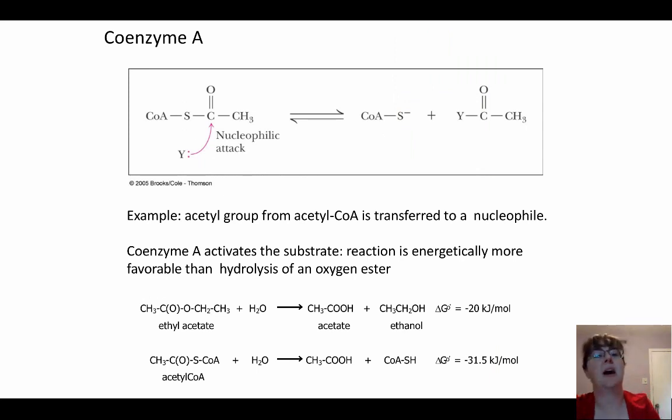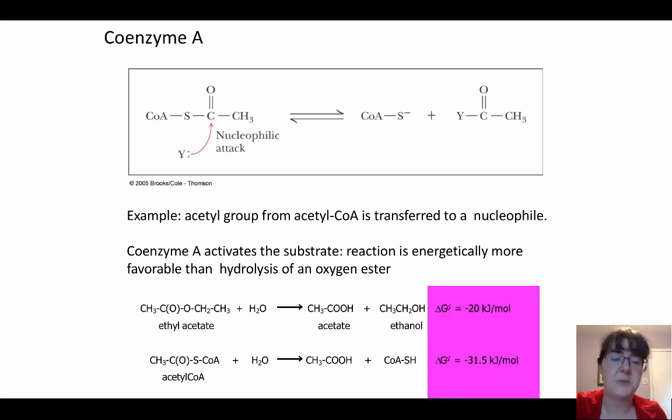This is simply looking at how having that coenzyme A attached to those 2 carbons is going to make those 2 carbon unit better for nucleophilic attack and the next reaction down the line. It's also going to make the reaction overall more favorable. So as you look below, you see 2 different reactions, one using acetyl-CoA and one just using ethyl acetate. And between the 2 of them, you see a much larger negative delta G value when acetyl-CoA is utilized.